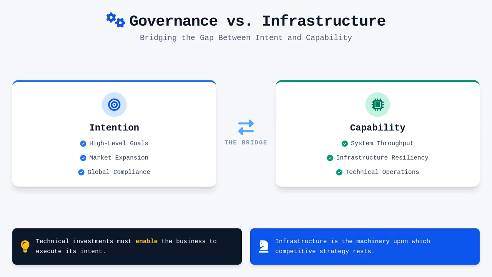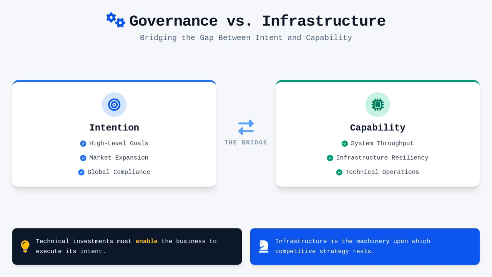Think of the relationship between governance and the physical infrastructure as a relationship between intention and capability. Management teams might set high-level goals like reaching a new market segment or achieving compliance with global privacy regulations. But these goals remain unreachable if the underlying applications cannot support the required data governance processes. The infrastructure must provide the necessary throughput and resiliency to make those high-level goals a reality under fluctuating conditions.